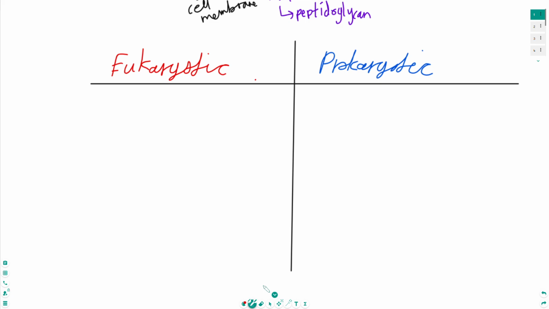So before we finish off, let's do a quick comparison between eukaryotic cells and prokaryotic cells. I'm going to start with eukaryotic cells first. The first thing is that they have a nucleus, and that's probably the biggest difference between eukaryotes and prokaryotes. And they do have membrane-bound organelles.